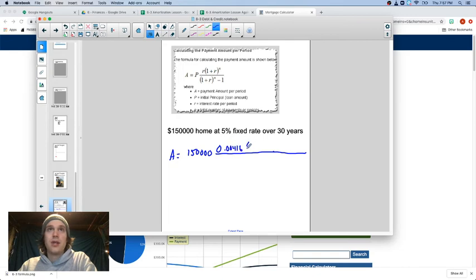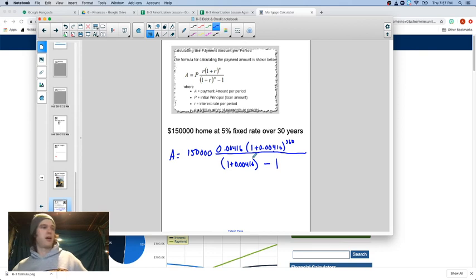0.00416, beautiful, times 1 plus 0.00416 raised to the 360th power, divided by 1 plus 0.00416, again, that comes from 0.05 divided by 12, minus 1. All right, we do all this math. So what you're going to do here is this is just 1 plus that, then you raise that to the 360th power, and times here, and I don't remember what number I got. Let me find my calculator, see if I can pull this up.